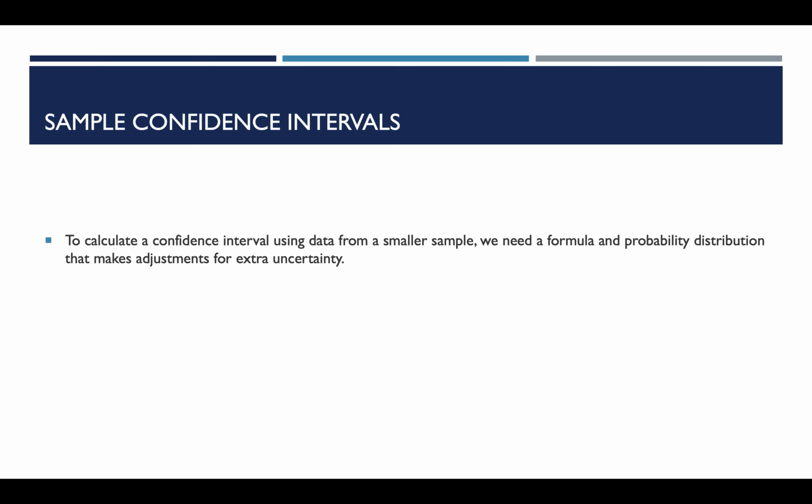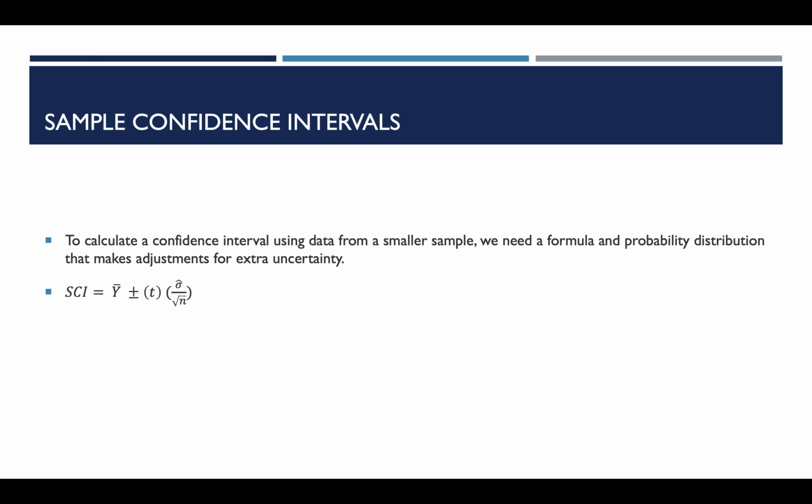So, to calculate a confidence interval using data from a smaller sample, again, we need a formula and a probability distribution. This time, though, we need our probability distribution to make adjustments for uncertainty based on our small sample size. And where we get these critical values is from something called a t-distribution.